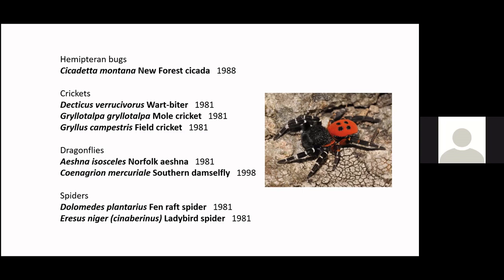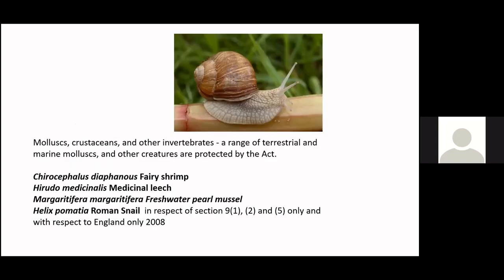Similarly with the ladybird spider and the Dorset heaths, quite a lot of work going on there, and it's illegal to collect those. Mollusks, crustaceans and other invertebrates. Here are just a few of them, including things like the fairy shrimp, the medicinal leech and the freshwater pearl mussel, as well as the Roman snail.